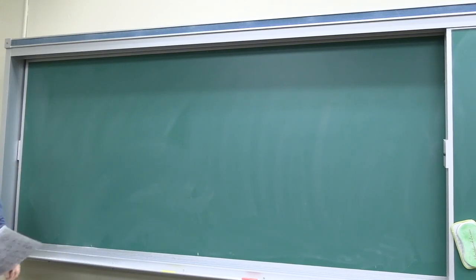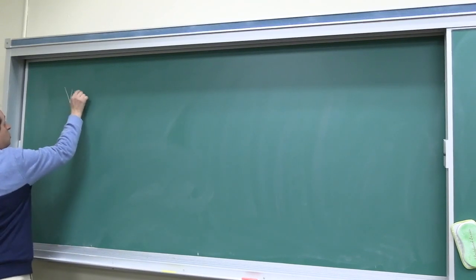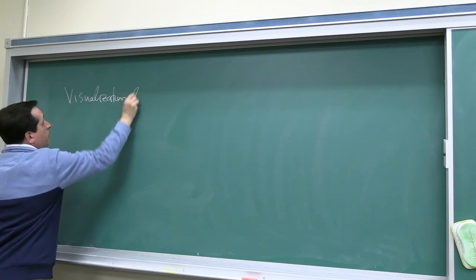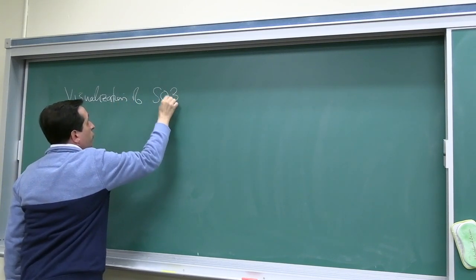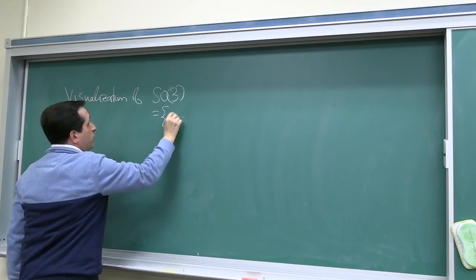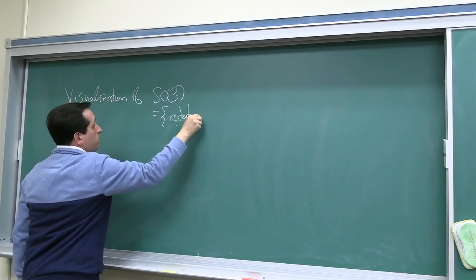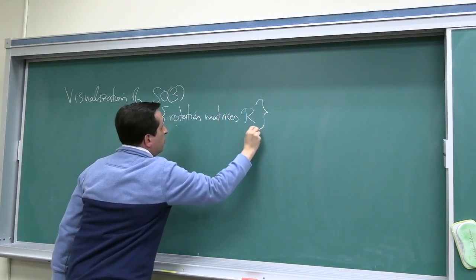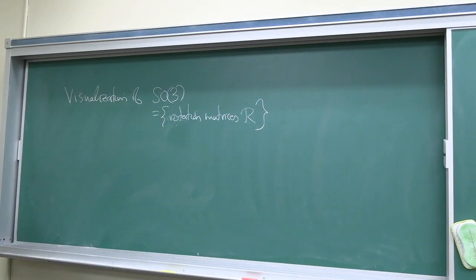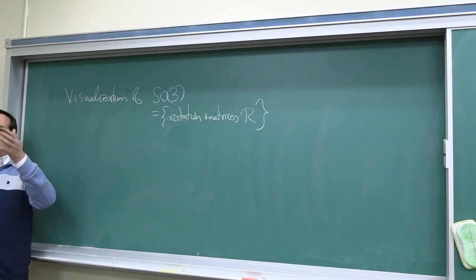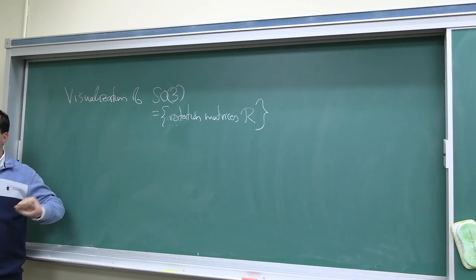Okay, so that's where that comes from, this axis angle viewpoint. And this gives us a visualization of what I'm going to call SO3. This is the collection of rotation matrices R, as follows. So I would like to consider the totality of all rotation matrices, these 3 by 3 matrices satisfying these horrific algebraic conditions.